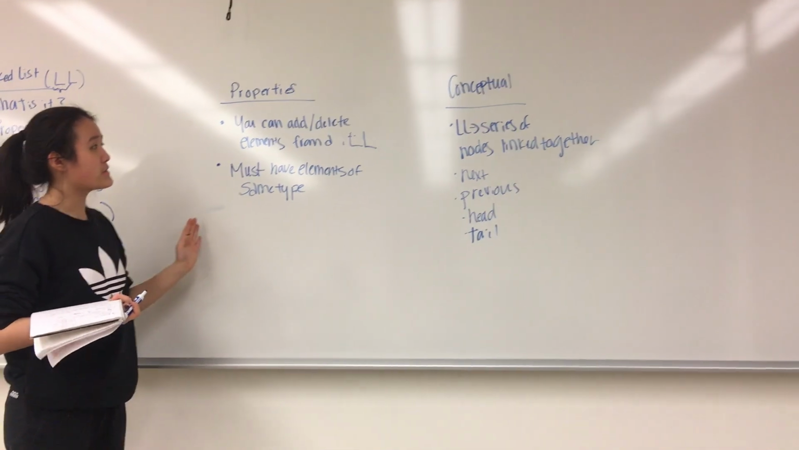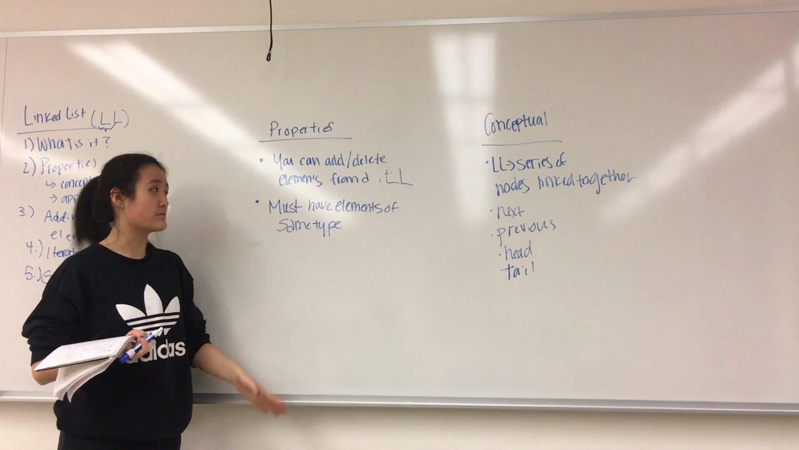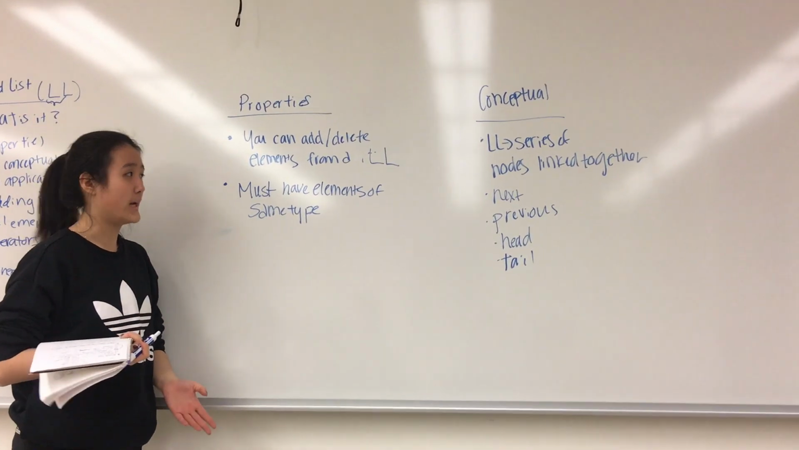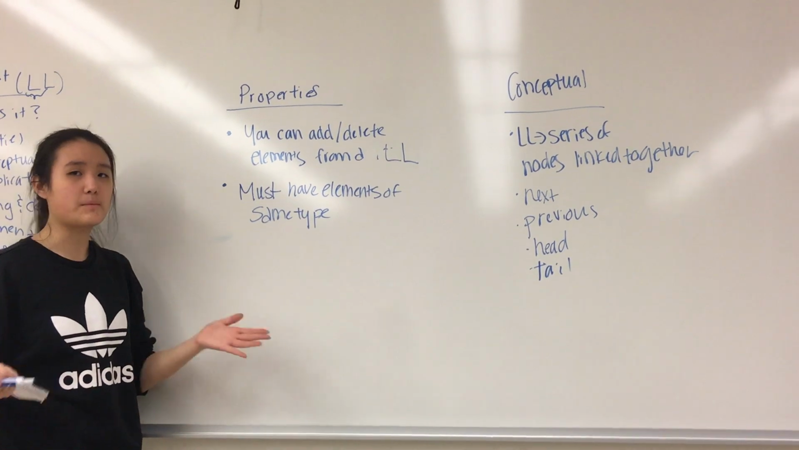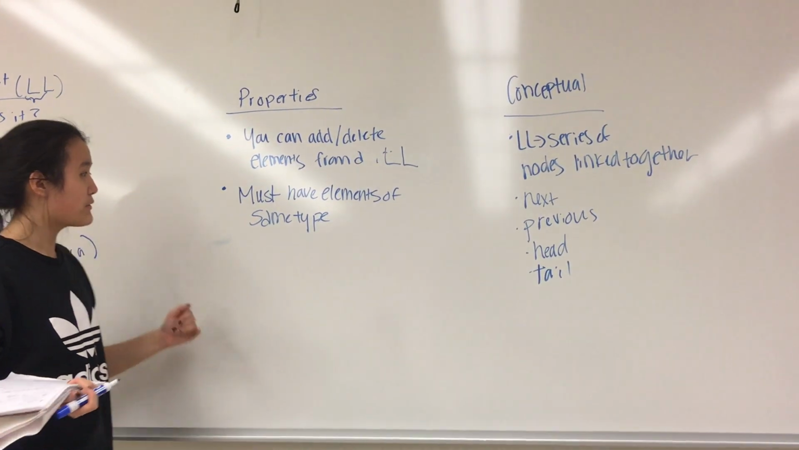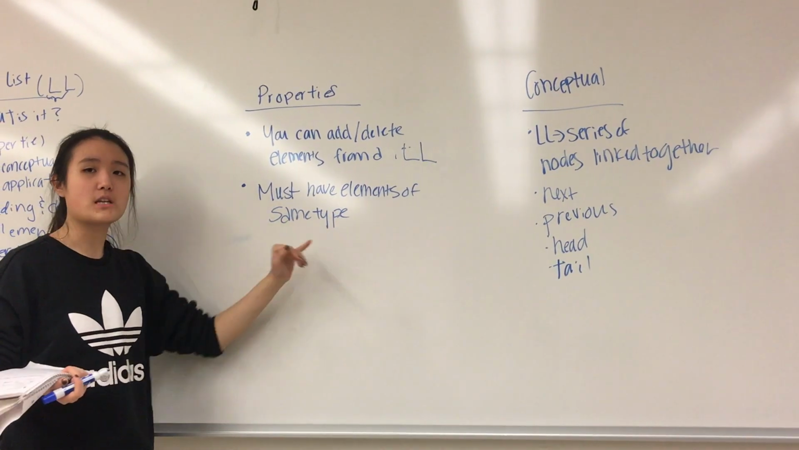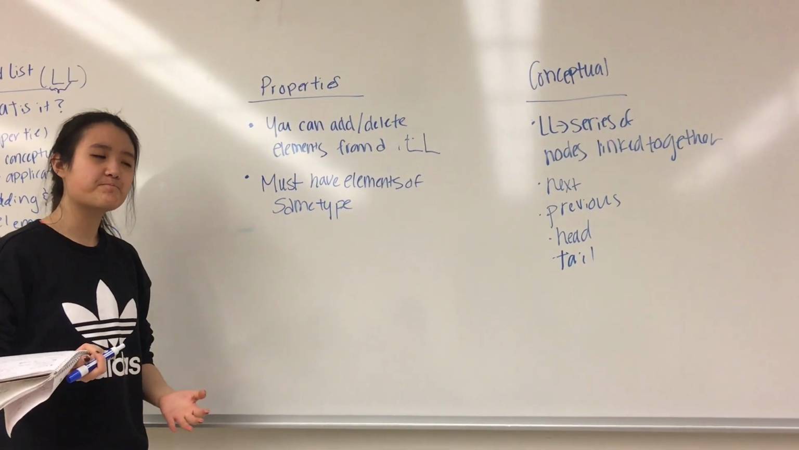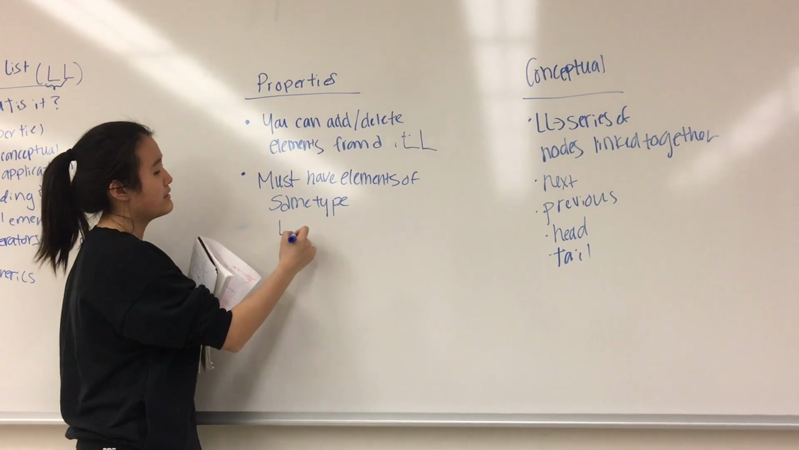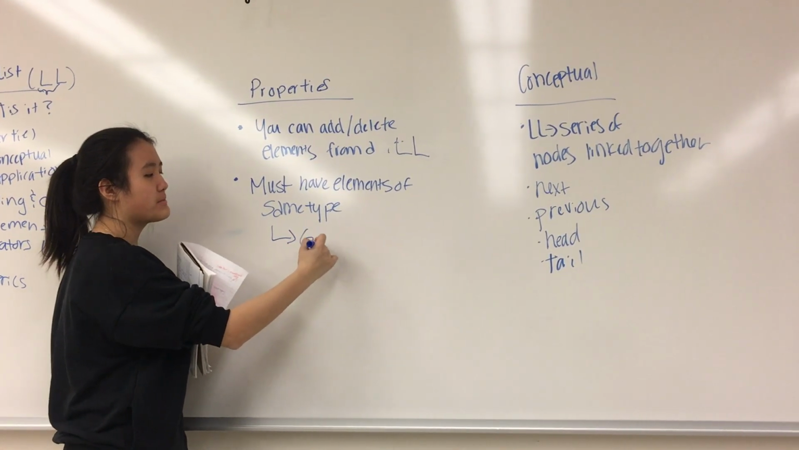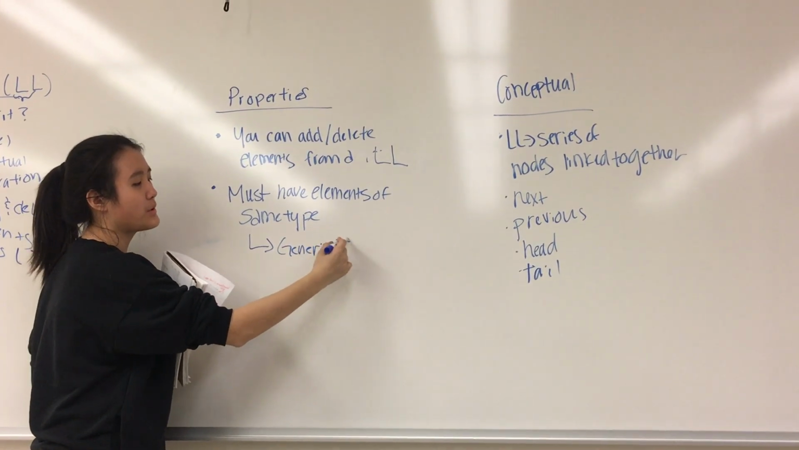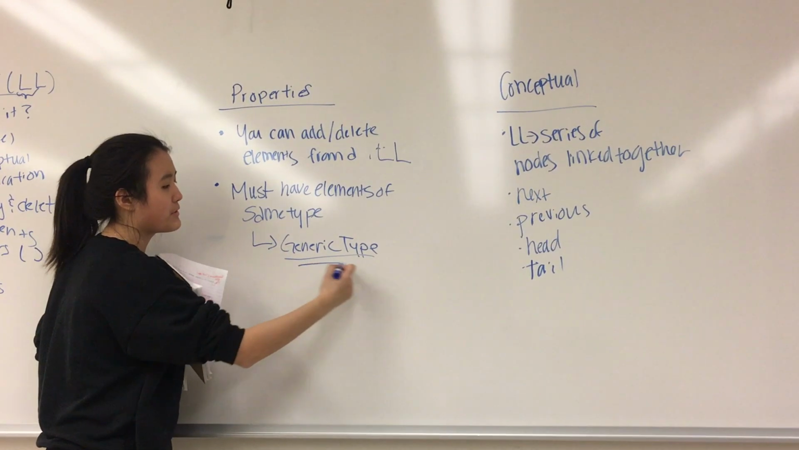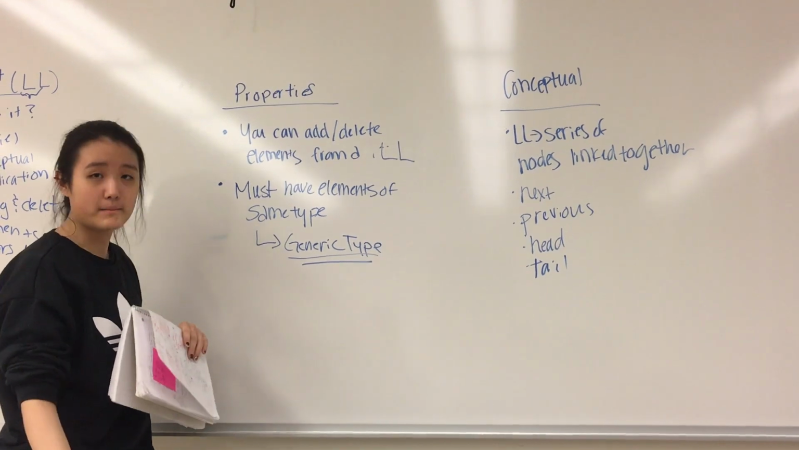So the general properties of a linked list is that you can add and delete elements within a linked list, whereas you couldn't do that in an array. So you have dynamic sizing that you could do. However, you still have to have elements of the same exact type, just kind of like an array. However, you have to use generic types, and we'll go over what generic typing means later on, but this is a little different from what you would do in an array.